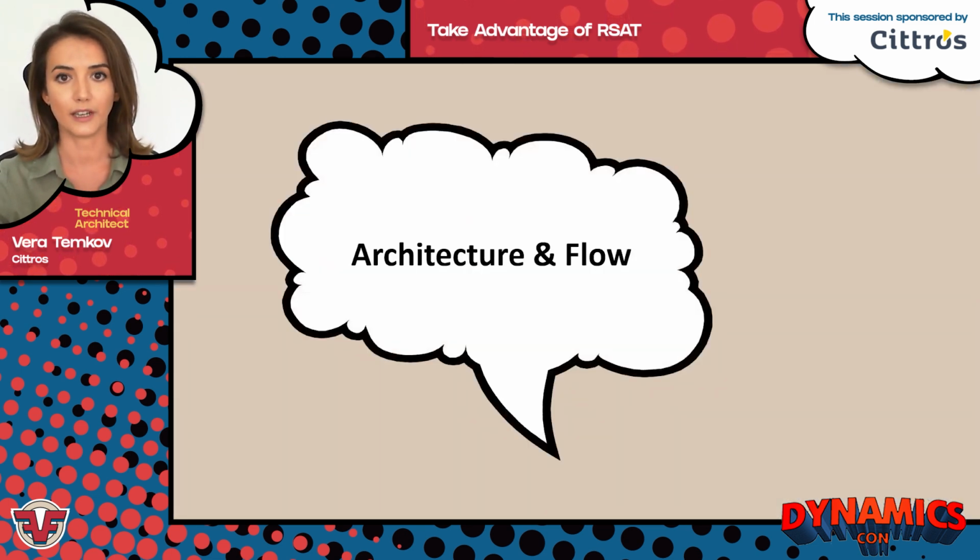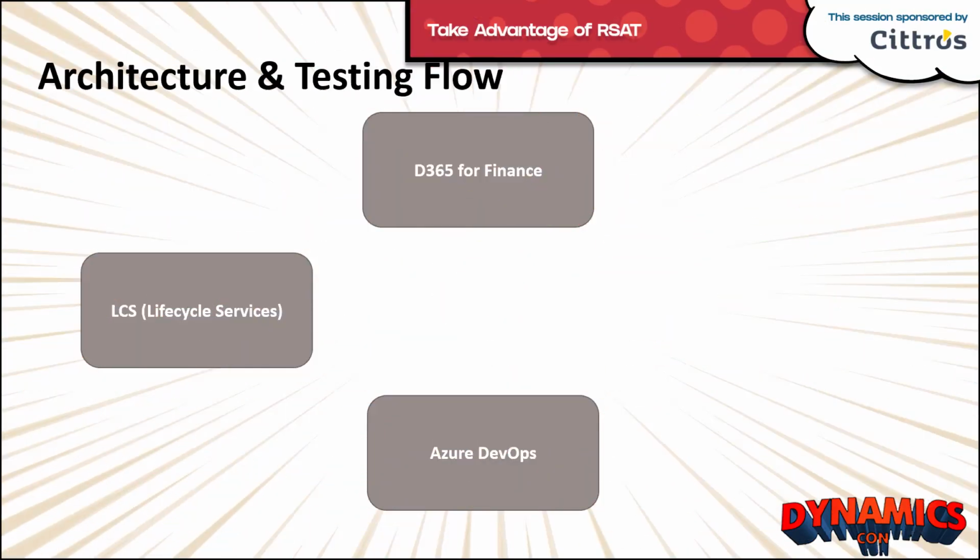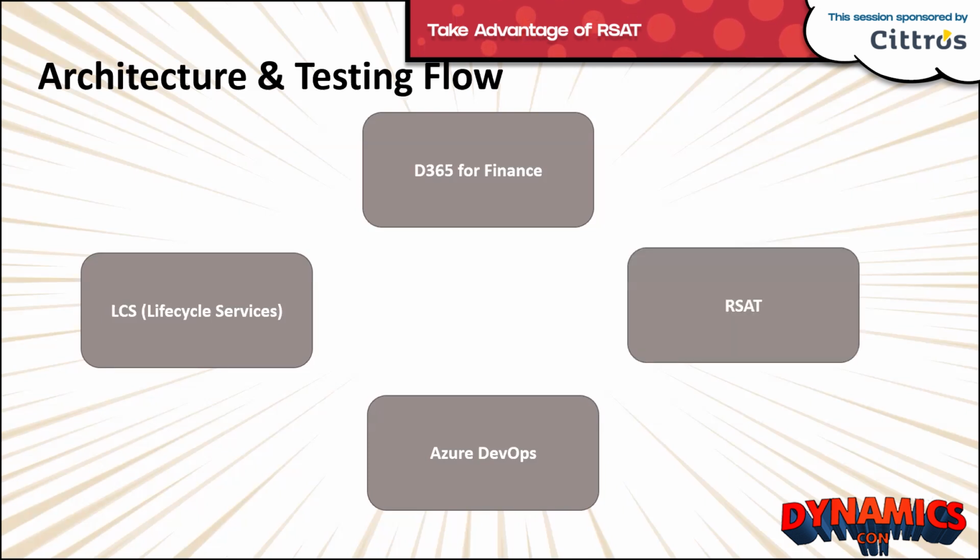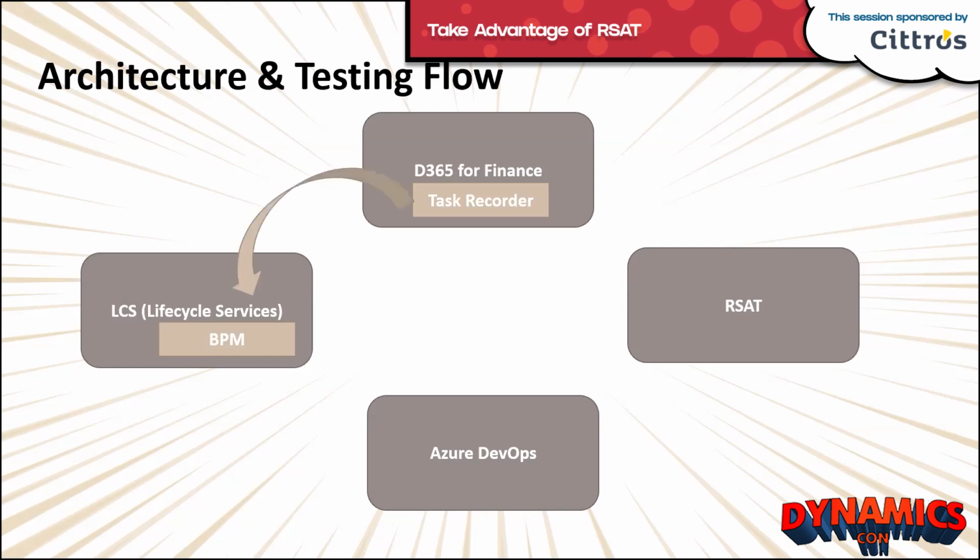Let me walk you through the architecture and the testing flow. So we have LCS as a central application, which is linked to D365 for Finance and Azure DevOps. Next to these 3 applications, we have our testing tool, which can be any Windows 10 machine with a desktop application installation of the RSAT. We are starting our processes with defining them in the business process modeler in LCS, and then we are doing the task recordings in D365 for Finance.